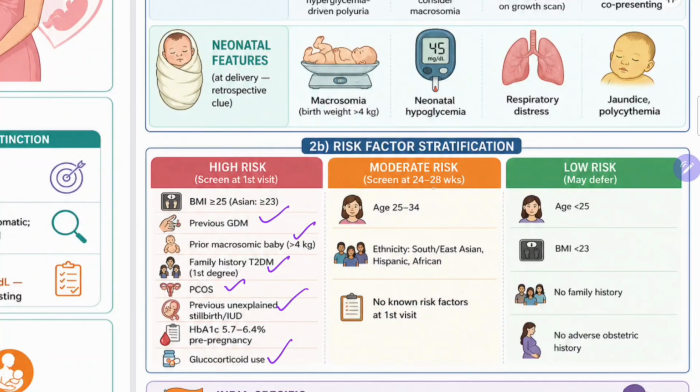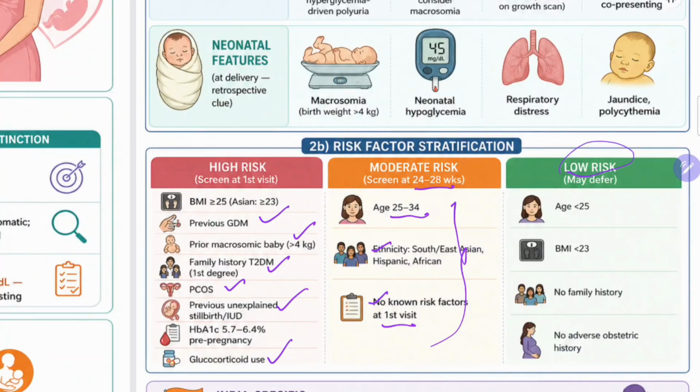Okay, moderate risk patients are females aged 25 to 34 years, or of South or East Asian, Hispanic or African ethnicity, or with known risk factors at the first visit. Then there are these three things: female age 25 to 34 years, ethnicity, and no risk factors in the first, meaning there are no risk factors. So every woman should be screened for GDM at 24 to 28 weeks if they are not having any risk factor.